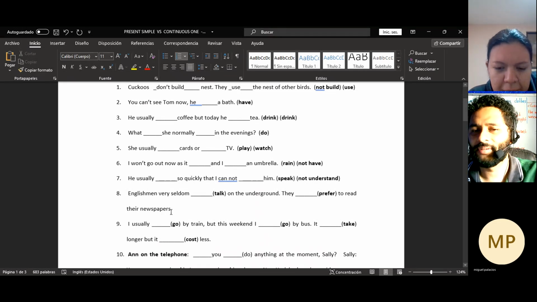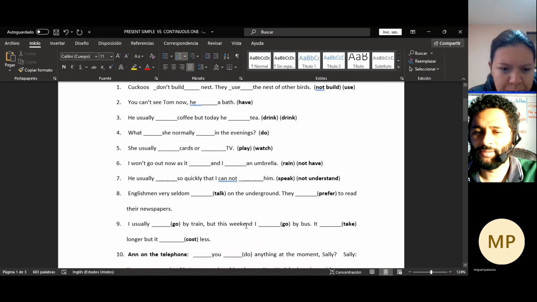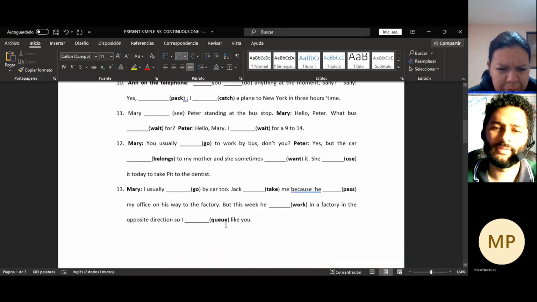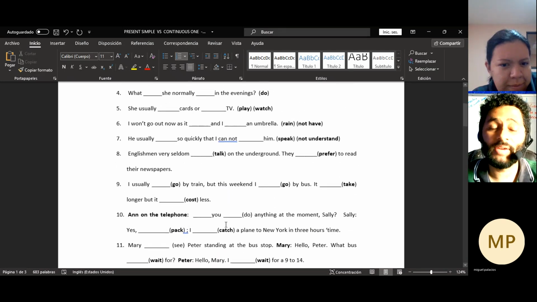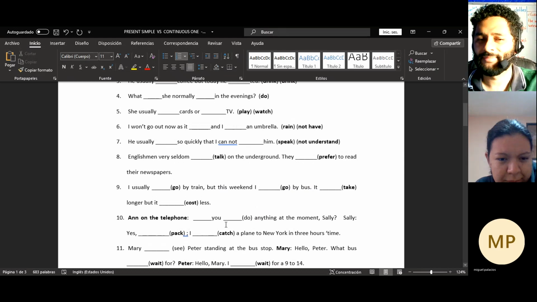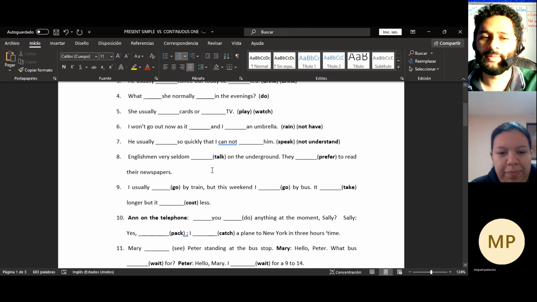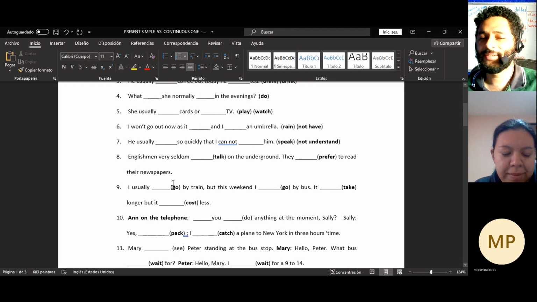They prefer to read their newspapers. Exactly. All right. What is the meaning of seldom? I, very seldom, muy rara vez. Seldom means rara vez. Okay. Muy rara vez. Okay, and number 9.